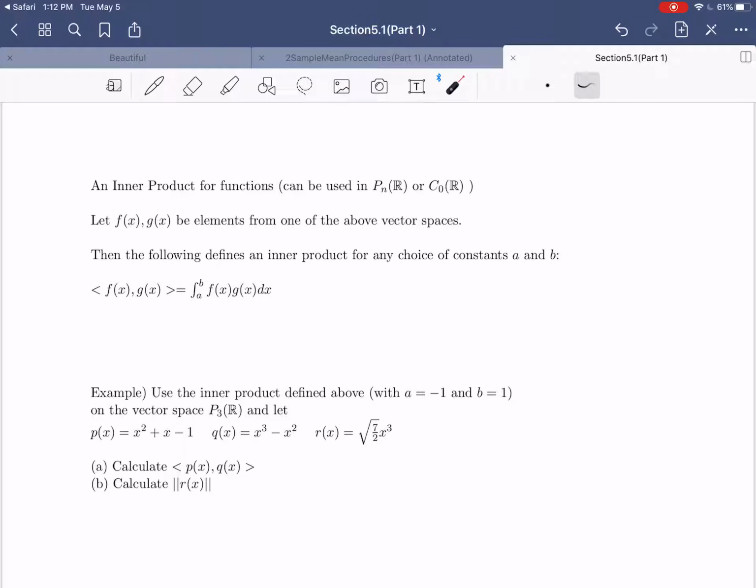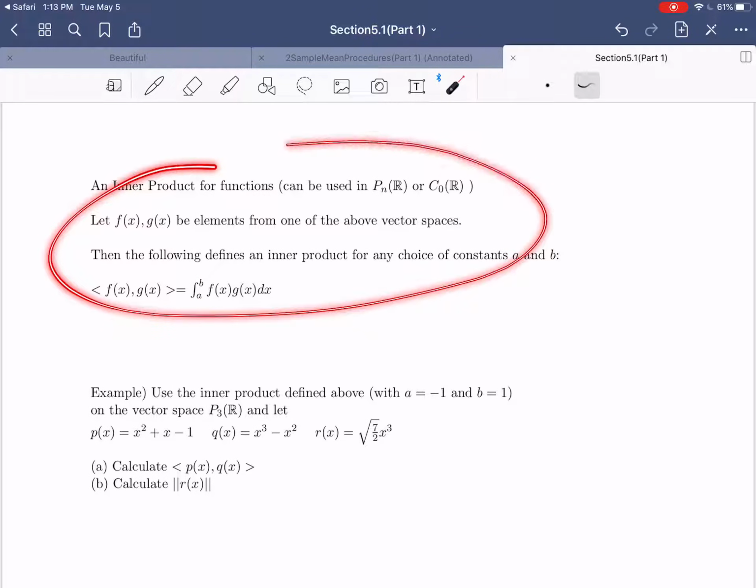So how do you use this inner product? Well, a common way is you say, let f of x and g of x be elements from one of these vector spaces. Then we define the inner product of f of x and g of x as the integral from a to b of f of x times g of x dx, where a and b are any choice of constant. So you can do this for going from any value to any value.